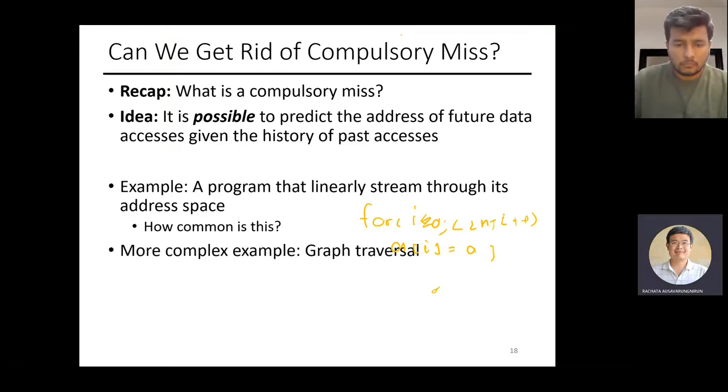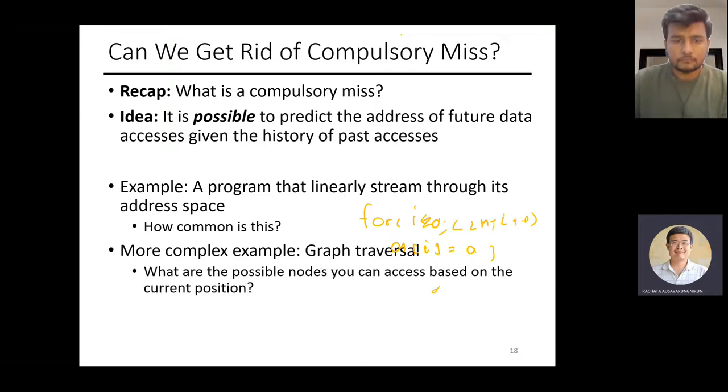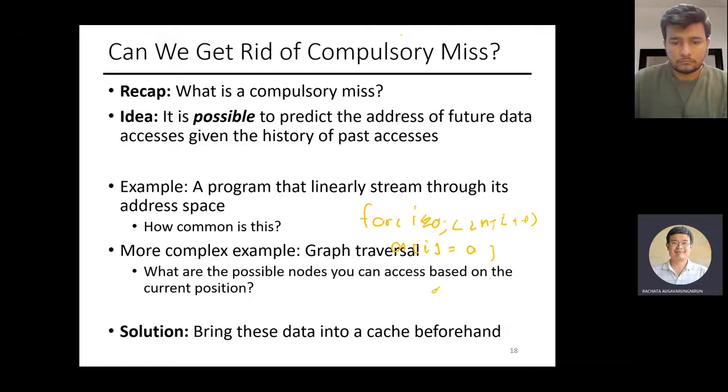Some more complex operations are things like graph traversal. Can we try to prefetch the node based on your current position in the graph? This is harder, but it's doable. What are the possible lists of nodes that you're going to access based on where you are in the graph? I hope you are familiar with graph algorithms like breadth first search, shortest path, or even PageRank that Google search uses. So the solution is, I want to be able to bring this data into the cache beforehand, before it is actually used.